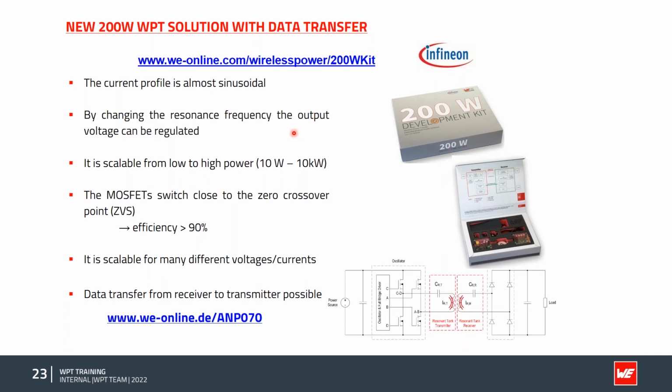The MOSFET switches close to the zero crossover points, which is called zero voltage switching, to have an efficiency of more than 90%. I made a test measurement with the 200 watt kit with 200 watt output power, and I reached a DC to DC efficiency of 94%. This is also scalable for many different voltages and currents, and there is also a data transfer implemented from receiver to transmitter. If you're interested in the functionality, you can read our app note number 70, where the functionality of the 200 watt kit is described in detail.